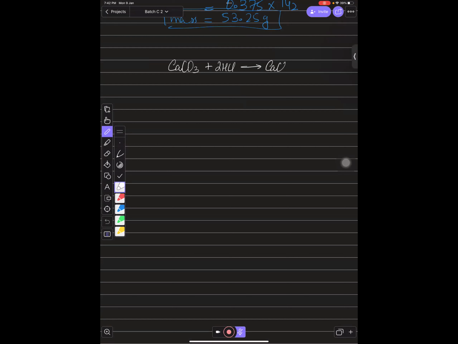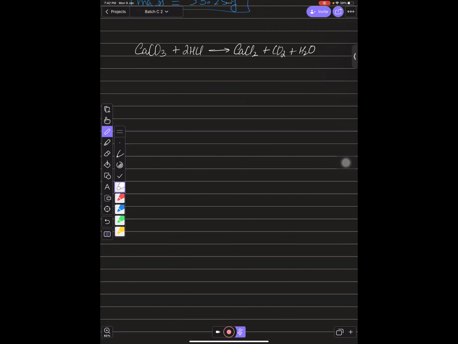Calcium chloride, carbon dioxide, and water molecule, right? Just look at over here, bacho. This is one of the questions. Suppose I just give you 175 gram calcium carbonate. And just look at over here, what I'm asking. I am asking for the mass of calcium chloride. I am asking for the volume in decimeter cube of carbon dioxide. And I am asking for the number of atoms in water molecules, right?